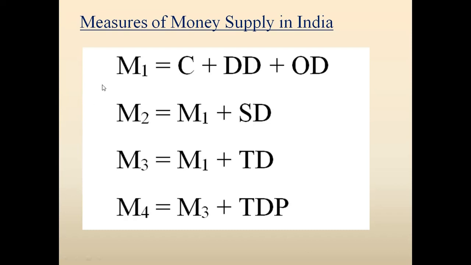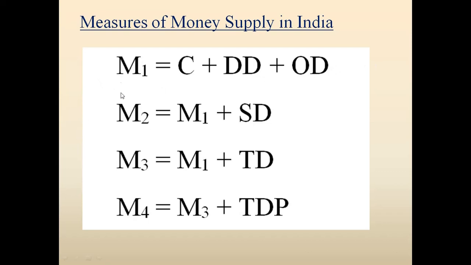So M1 is basically the currency notes and the coins held by the public, plus DD, that is the demand deposits with the commercial bank. In simple language, it is the savings account, because that is a demand deposit; on demand, you can pull out the money. Other deposits can be the deposit of foreign exchange. So this is your M1.